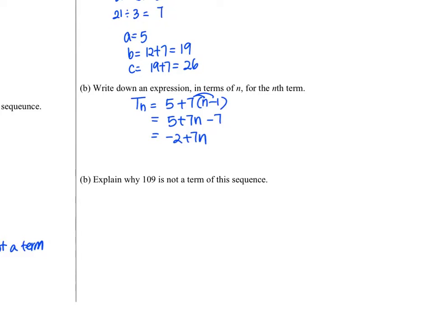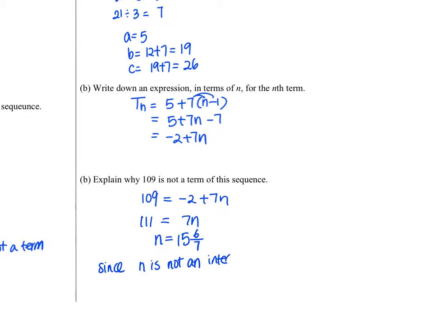Okay, next one, explain why 109 is not a term of this sequence. Well, it's the same exact pattern. I'm going to equate 109 to negative 2 plus 7n. 109 plus 2 is 111, which equals 7n, and n will be 111 divided by 7. That gives me 15 and 6 over 7. Then the magic sentence to write: since n is not an integer, or some of you like to write whole number, 109 is not a term of this sequence.